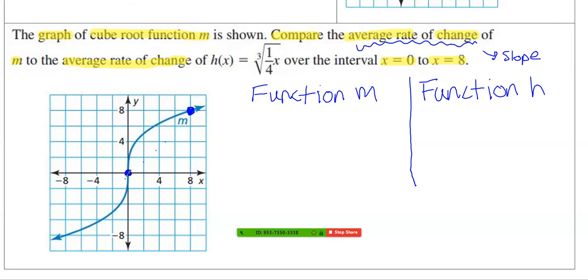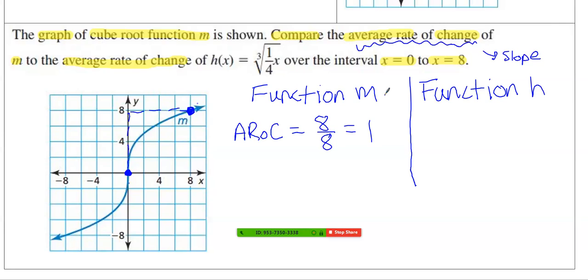Well, what is the slope of that? 0, 0, and 8, 8. Well, remember this is rise over run. You rise 8, you run 8. So the average rate of change for m is equal to 8 over 8, which is equal to 1. So the slope, if you drew a line between these 2 points on the graph, would be 1.